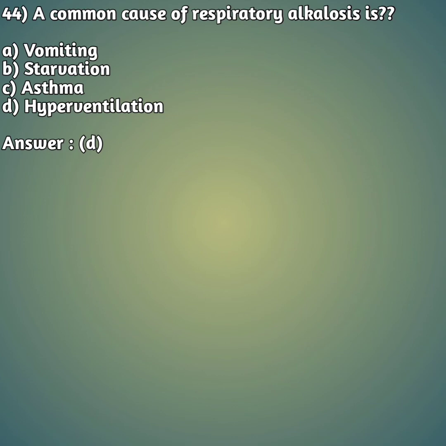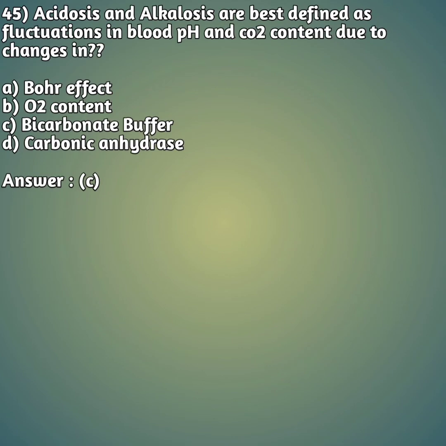Okay, moving on to our 45th question. Acidosis and alkalosis are best defined as fluctuation in blood pH and CO2 content due to changes in what? Option A, Bohr effect. Option B, O2 content. Option C, bicarbonate buffer. And option D, carbonic anhydrase. So the right answer for this is answer C, that is bicarbonate buffer.